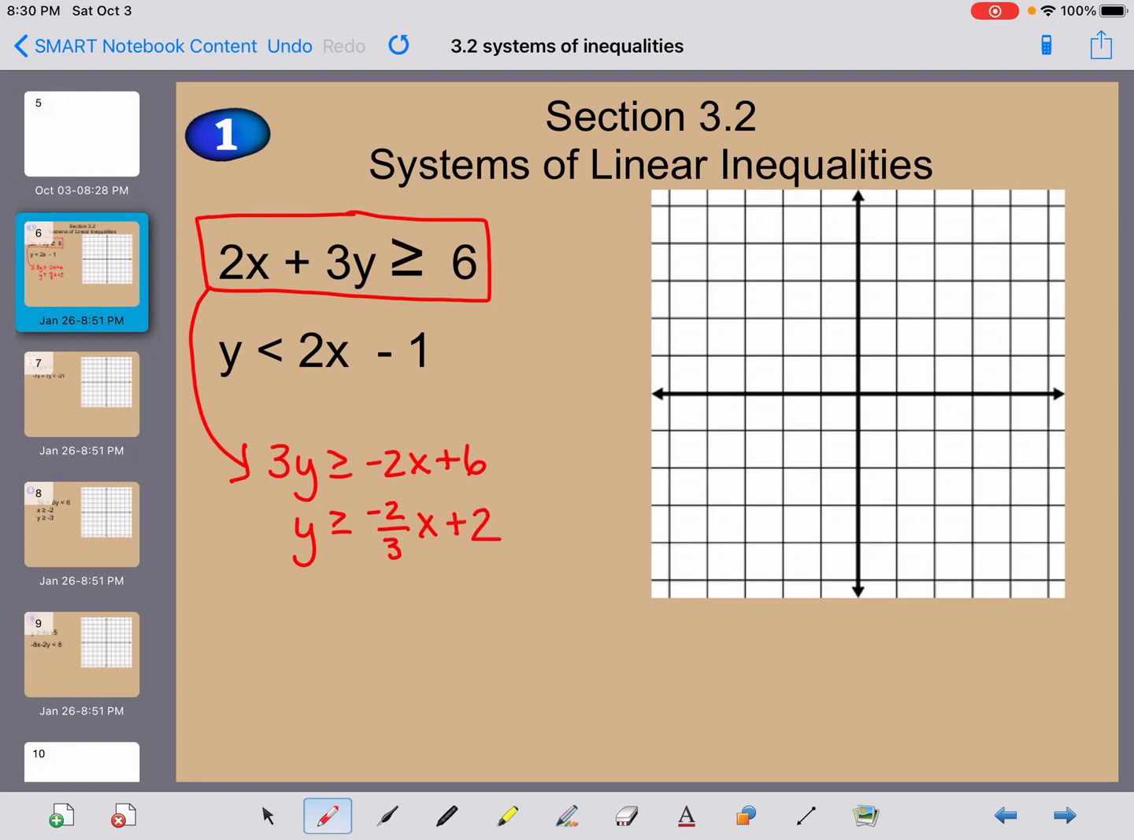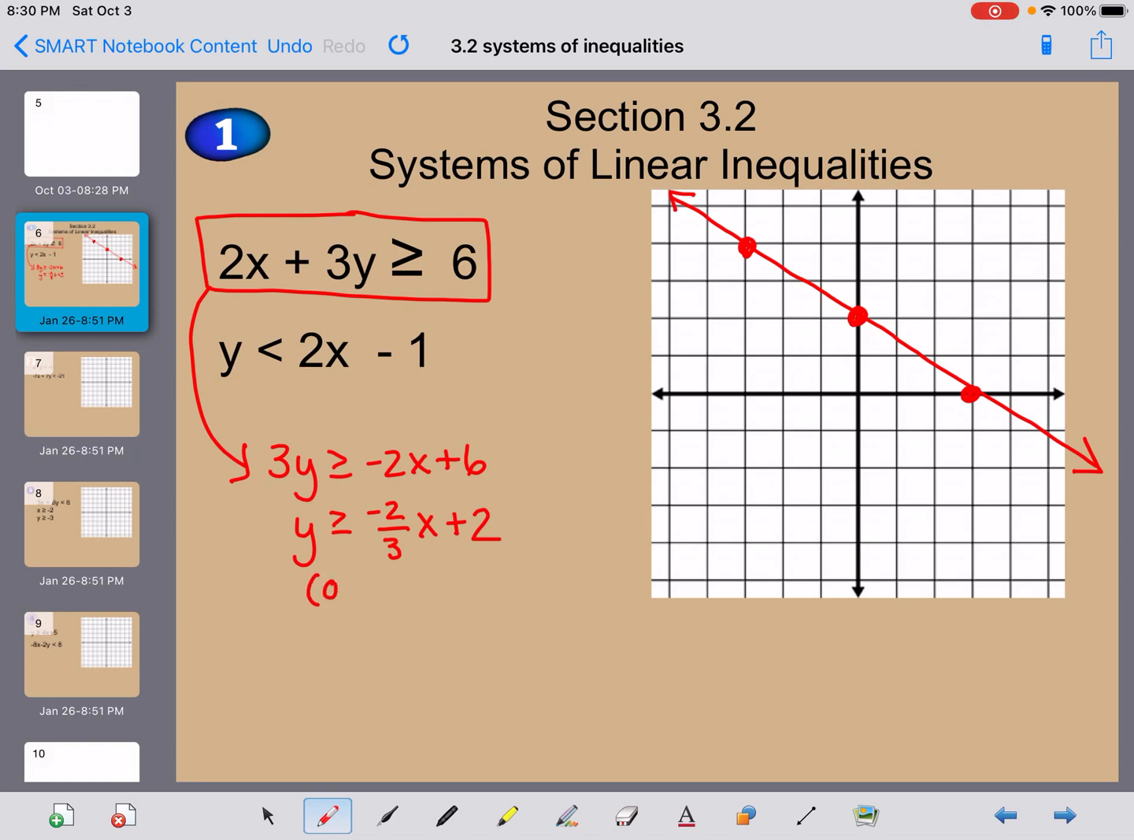Okay, and then I'm going to graph this red line. Please use 3 points when graphing a line. Remember that when you go to connect those 3 points, remember solid or broken line. So now we have to decide which side of this line gets shaded.